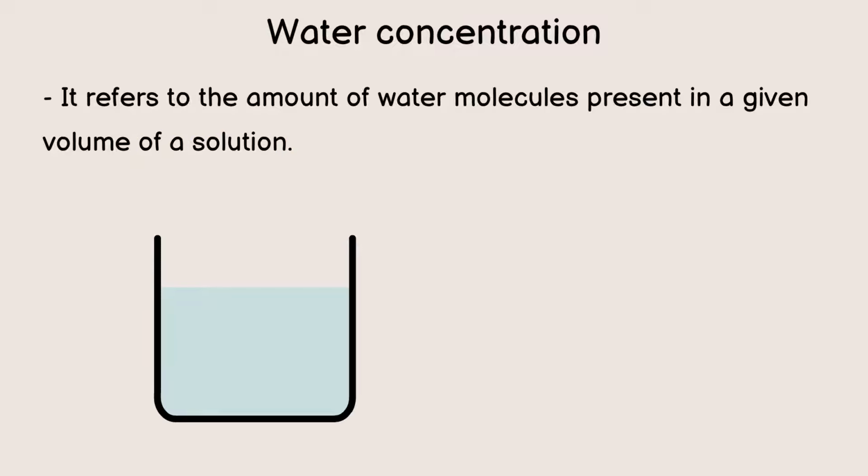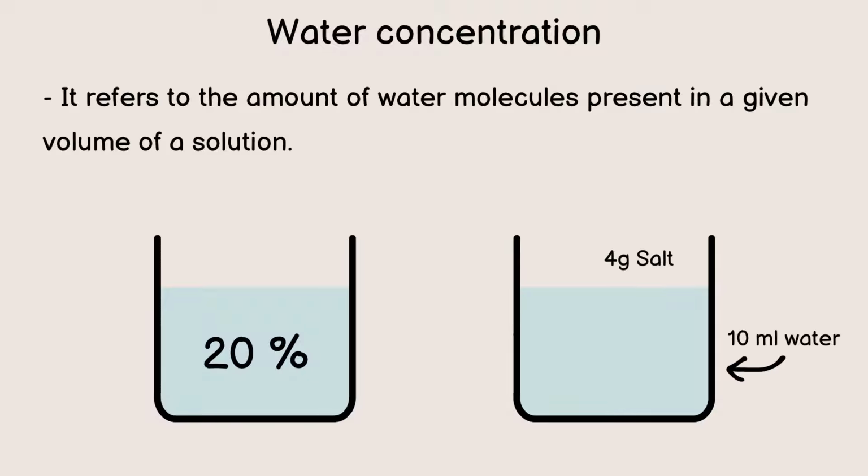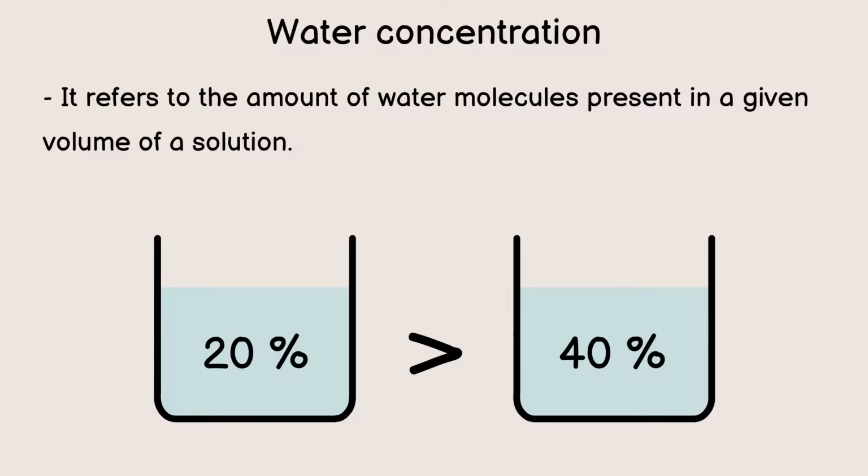So if we start with 10 milliliters of water and 2 grams of salt, then the percentage of solute becomes 20. But if we add 4 grams of salt with 10 milliliters of water, then the percentage will become 40. So if we compare both the cases, then the concentration of water will be more in the first case as compared to the second one. This happens because in the second case, water has to share space with more solute particles. Now, let's take some examples and understand osmosis a little better.